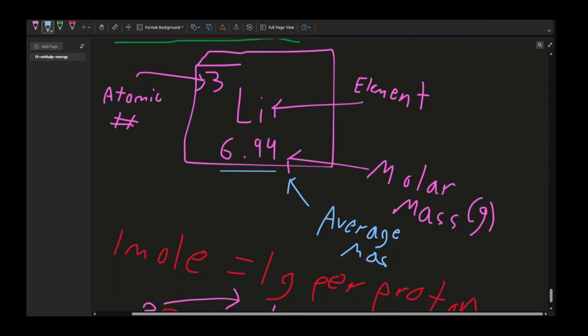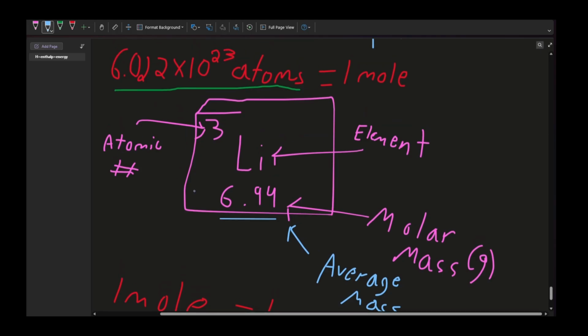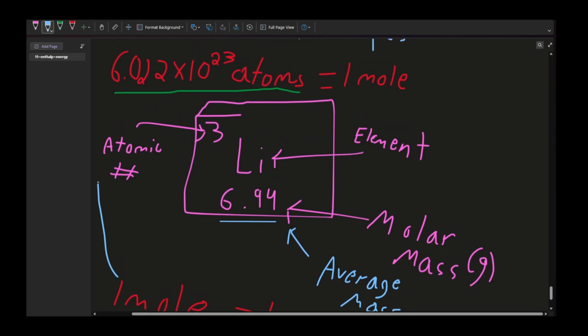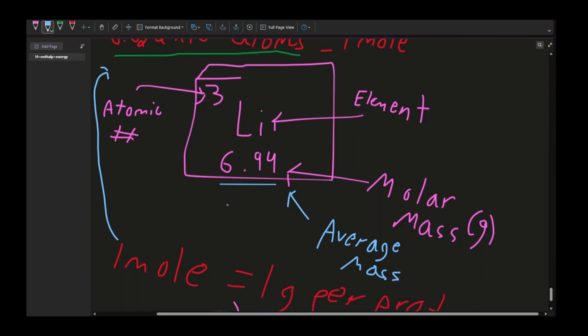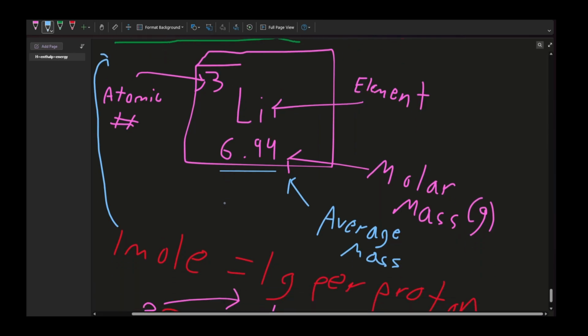If you know anything about statistics, you know that the larger sample size you take, the closer you get to the true average. And because 1 mole is such a large number, 6.022 times 10 to the 23rd, so large of a number, I don't even know what you would call it. Since it's such a large number, we can treat the average as the true value, because when you take a large enough sample size in statistics, your average gets closer to the true value.